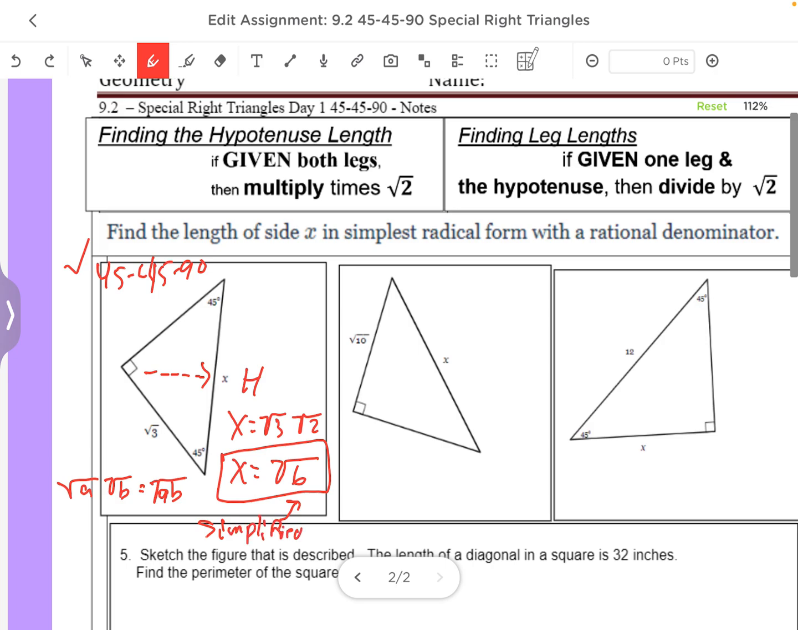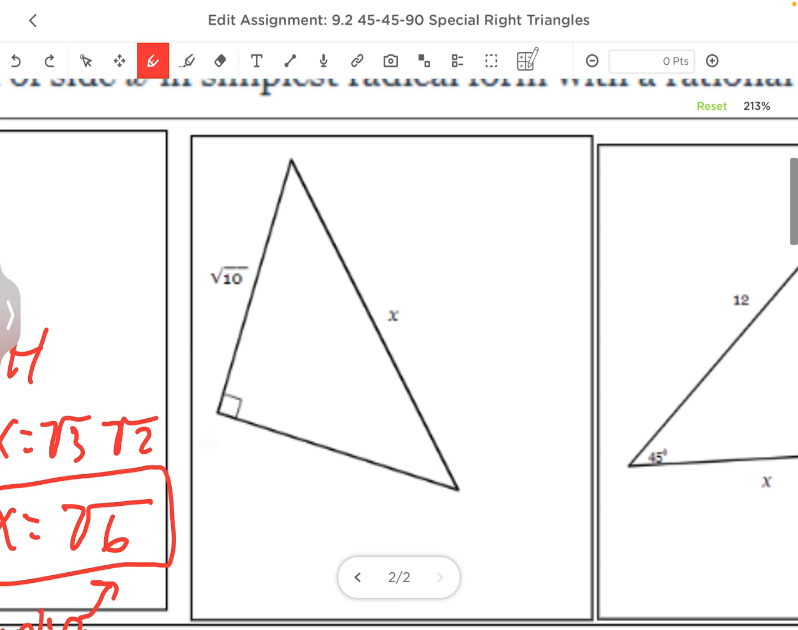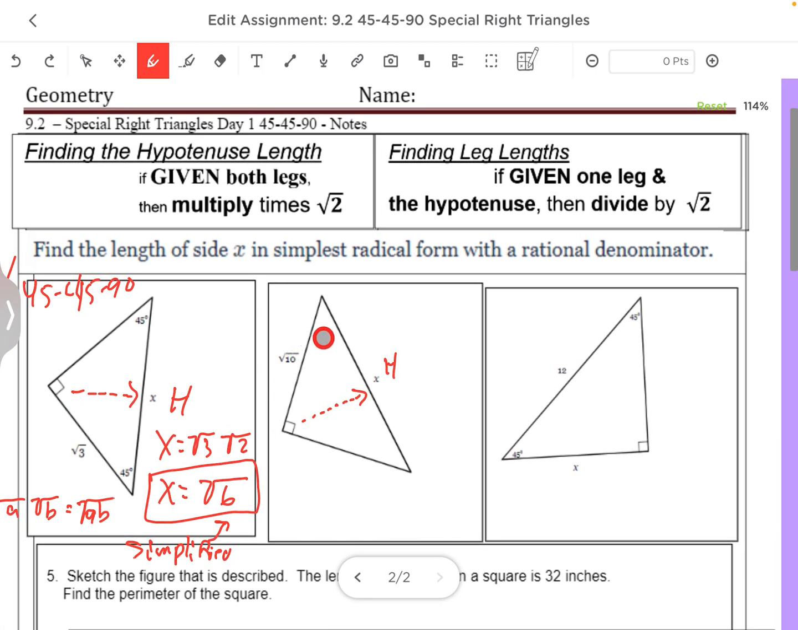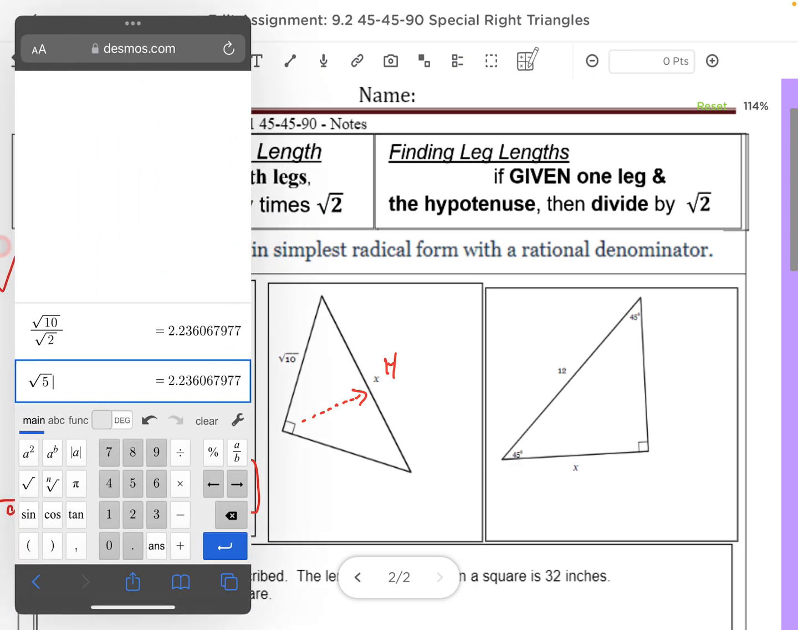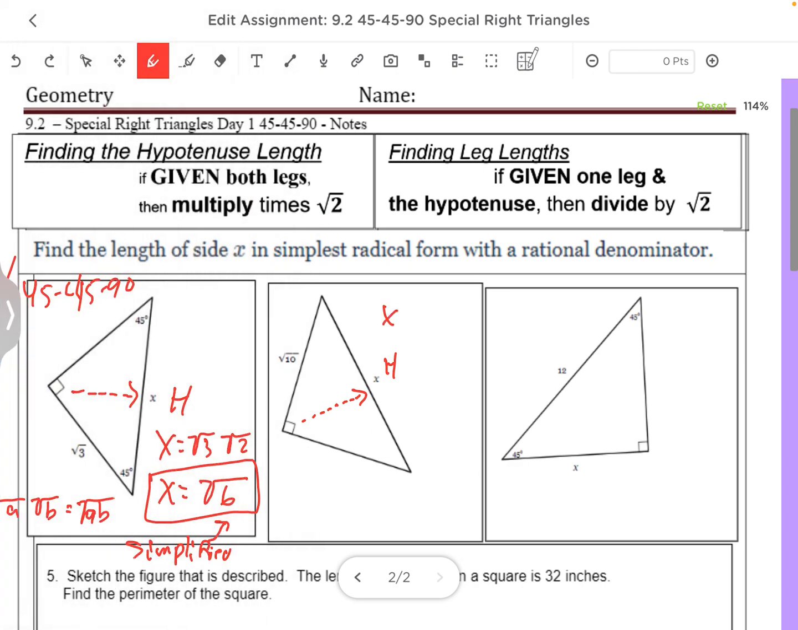Okay, hopefully it's making more sense. Let's see if you can at least set this one up. All right, so hopefully you tried to set this one up. We would say that's our hypotenuse, right? If we are trying to find the hypotenuse, we're going to multiply. So x is equal to the square root of 10 times the square root of 2.